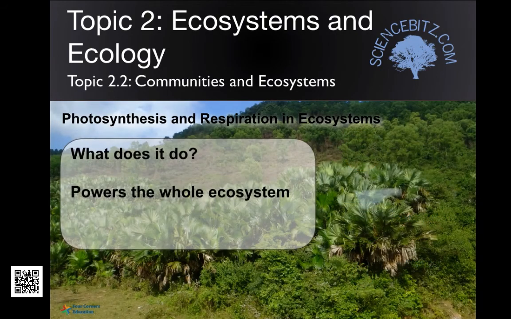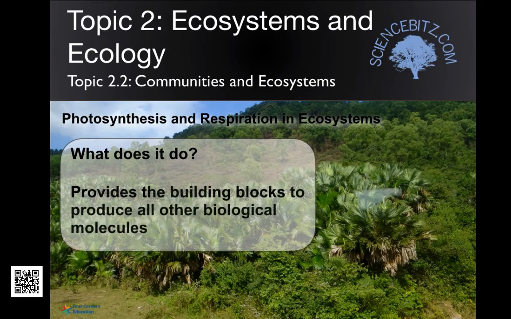So again, let's just recap on this. What does photosynthesis really do? Well, it powers the entire ecosystem. That's the first thing it does. It's the starting point for all energy in the ecosystem. It also provides the building blocks to produce all other biological molecules. All of the molecules that we are made from, ultimately their starting point is glucose that's produced in plants. So that's the idea: biological molecules, the molecules that make up organisms.